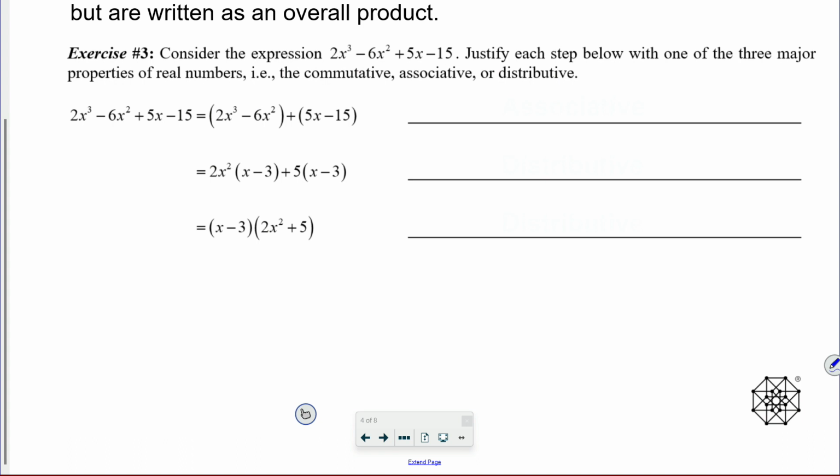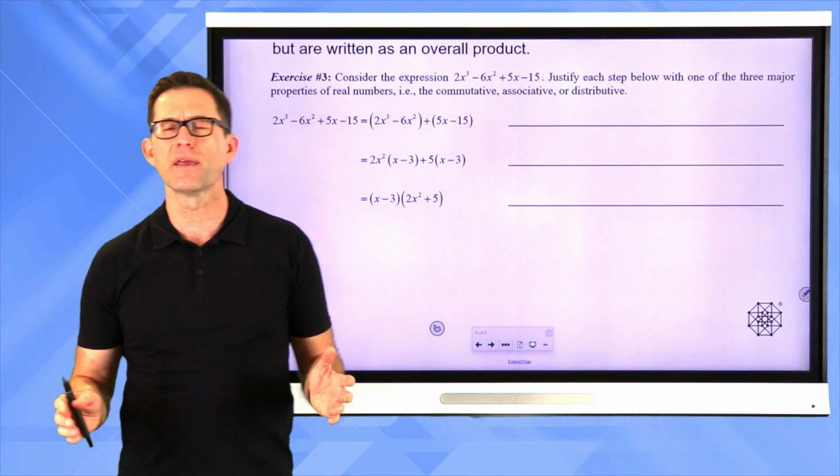Justify each step below with one of the 3 major properties of real numbers, i.e. the commutative, associative, or distributive properties. All right, and again, I really want you to get this.